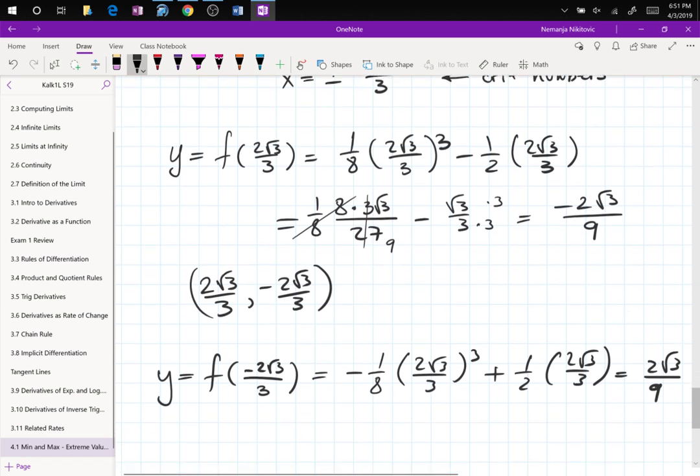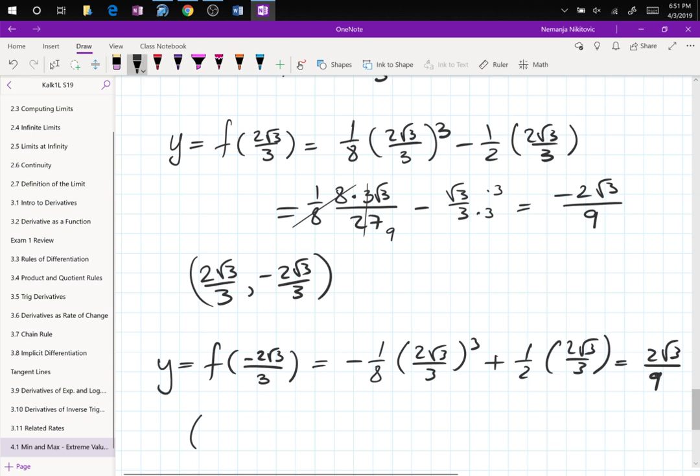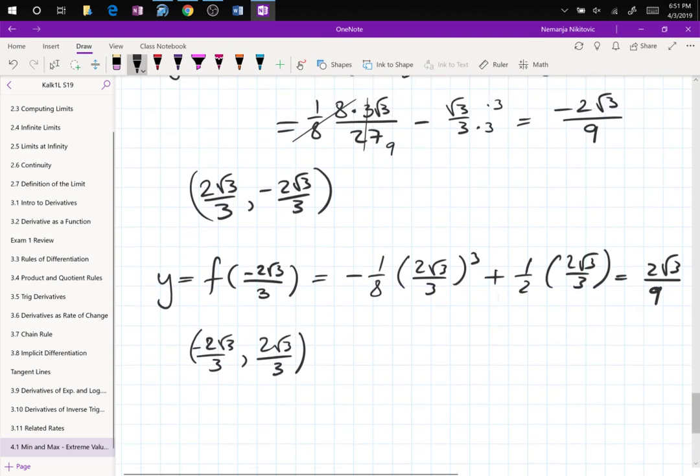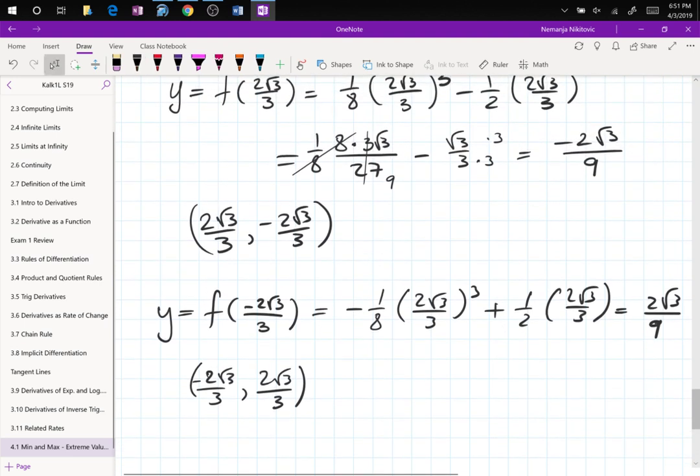So now I have negative 2√3/3 and 2√3/3. So this will be your max, and this will be your min. Now, how do I know that? The original function is a polynomial.